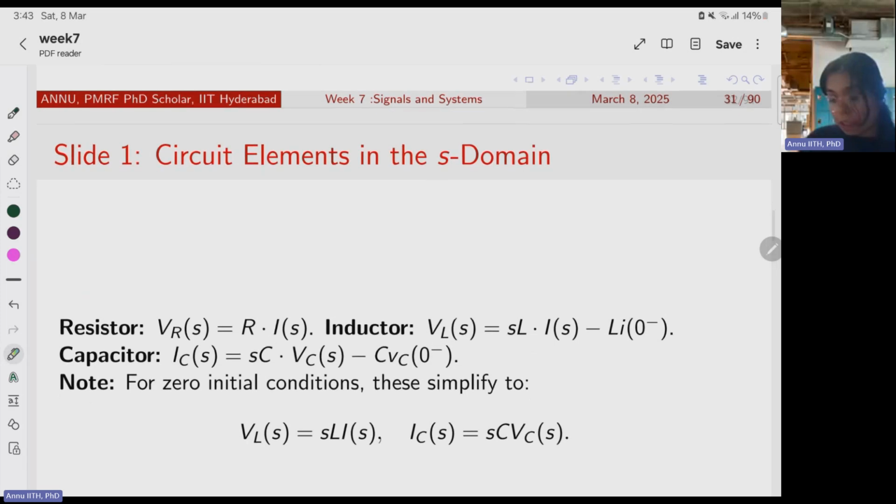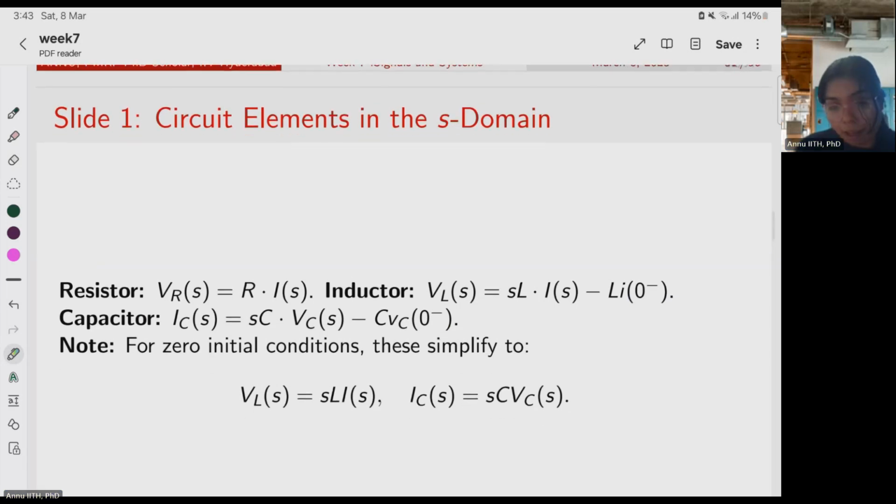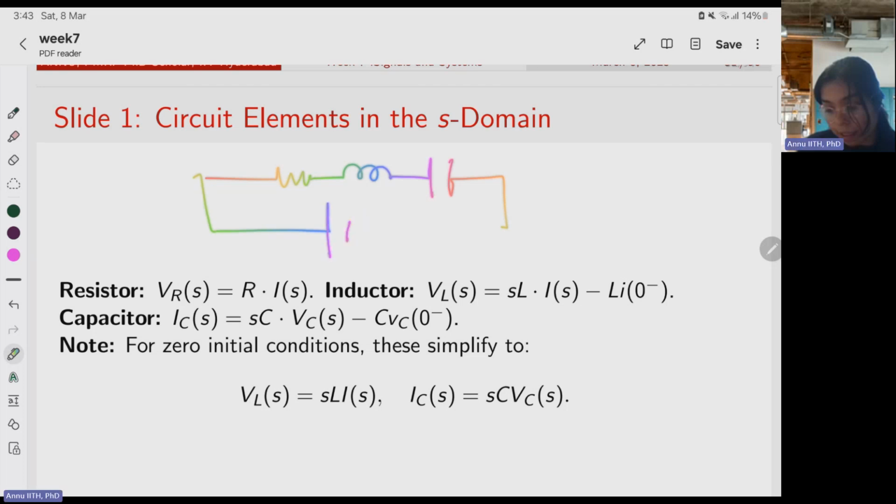Now in the class we talk about circuit elements in the S domain. Some series RLC circuits, some parallel RLC circuits, and their implications we are seeing in every aspect. So as we have the series RLC circuit, in that case we have this V, this is R, this is L, this is C.